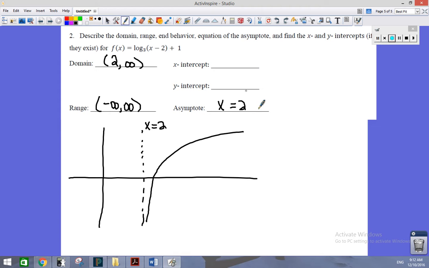Alright, to find the x-intercept, we let y equal 0. For the y-intercept, we can see that this graph doesn't cross the y-axis at all. If the shift had been to the left, then yes, it would have crossed the y-axis. But in this case, your basic log function or any log function that has been shifted to the right is not going to cross the y-axis.